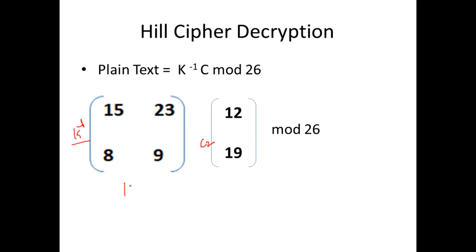So what is this? This is nothing but 15 into 12 plus 23 into 19. The result here will be 617. Likewise, you take 8 into 12 plus 9 into 19. The result here is 267.